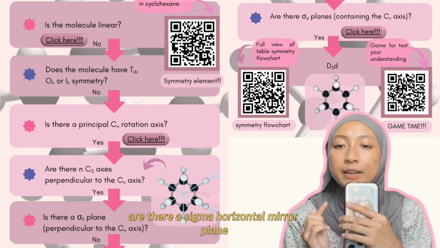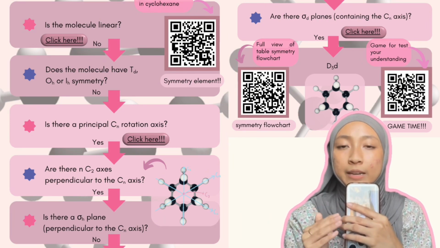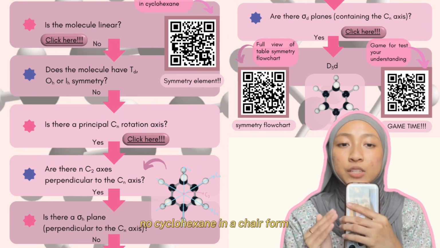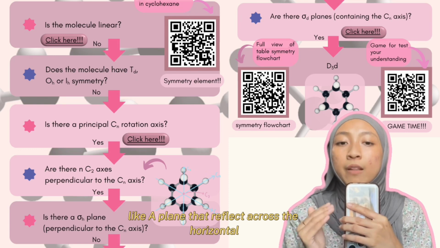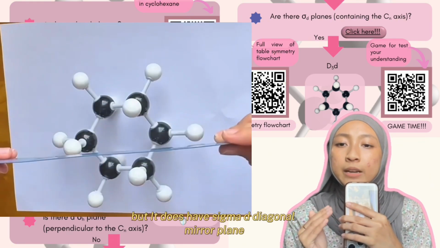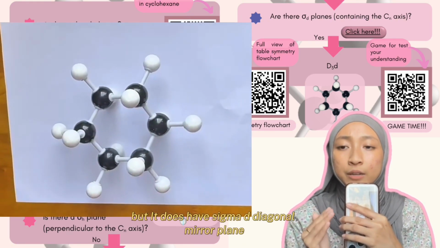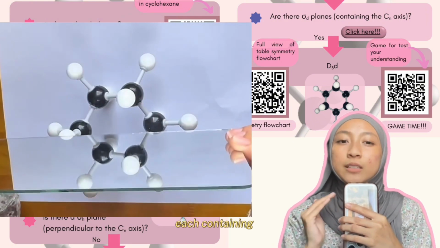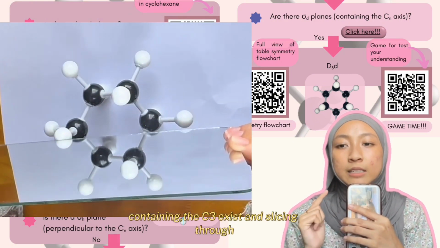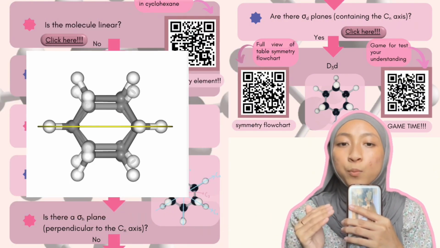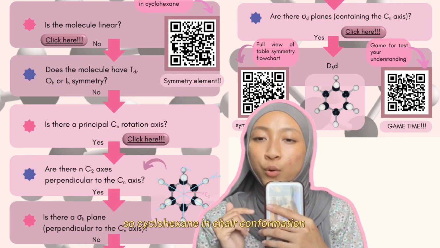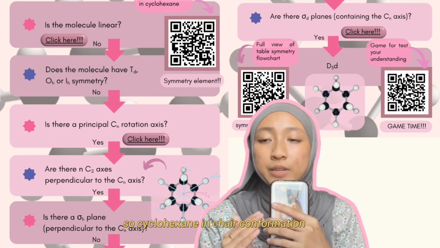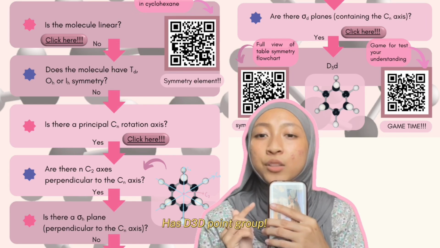Next, is there a sigma horizontal mirror plane? No, cyclohexane in a chair form lacks a plane that reflects across the horizontal, but it does have 3 sigma diagonal mirror planes, each containing the C3 axis and slicing through opposite bonds. So, cyclohexane in chair conformation has the D3d point group.